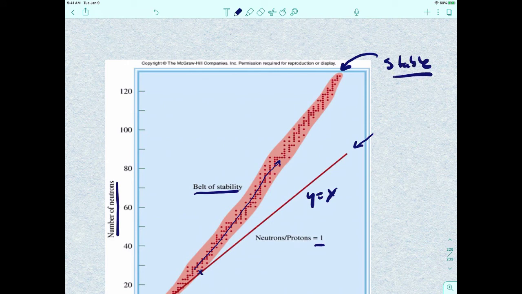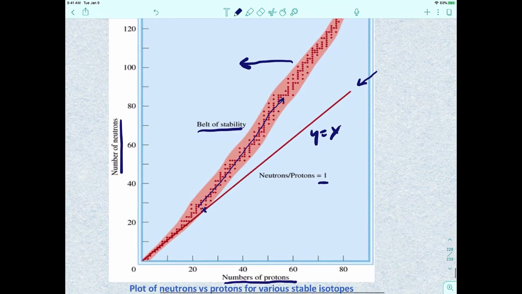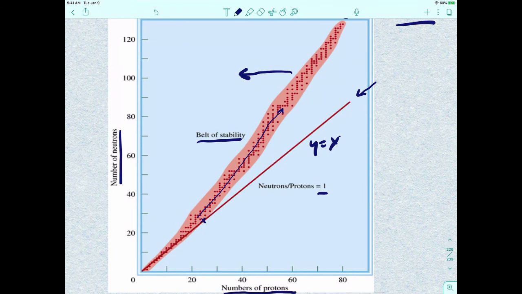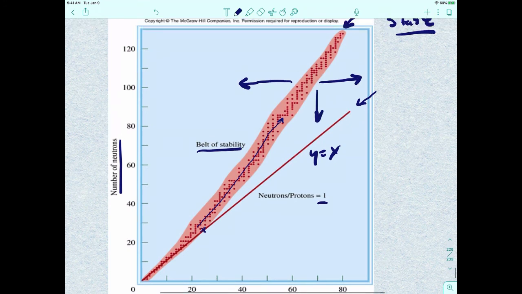And if you go outside of that belt of stability, let's say you decrease the number of protons, or you increase the number of protons, or you decrease the number of neutrons, or you increase the number of neutrons, whichever way you go, anytime you leave this belt of stability, that's when you become unstable or radioactive.